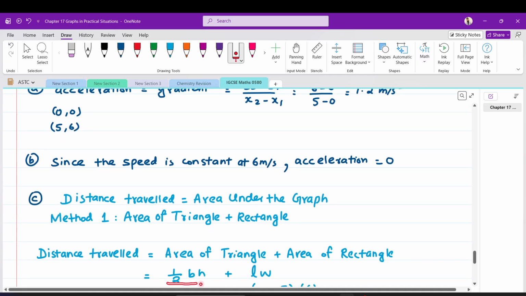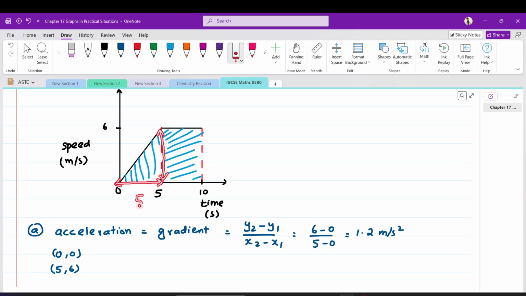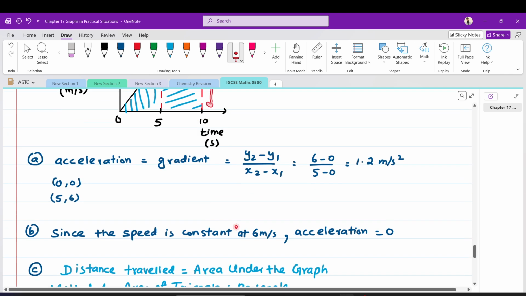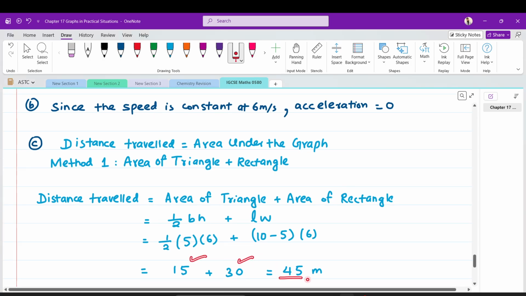Area of triangle is half into base into height, and the area of rectangle is length into width. Now this is your base of the triangle, and then this is your height of the triangle. So the base is 5, the height is 6. As for the rectangle, the base or the length is going to be 5 units because it is the difference between 10 and 5. The height is going to be 6. Okay, so that's where we get these values. Half into 5 into 6, this cancels, so you get 3, and 3 times 5 is 15. 10 minus 5 is 5. 5 times 6 is 30. You add both of them, you get 45 meters.